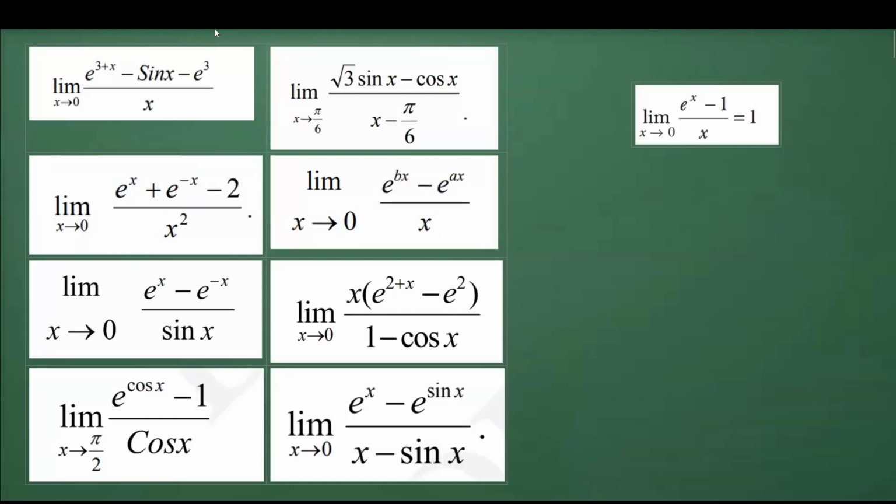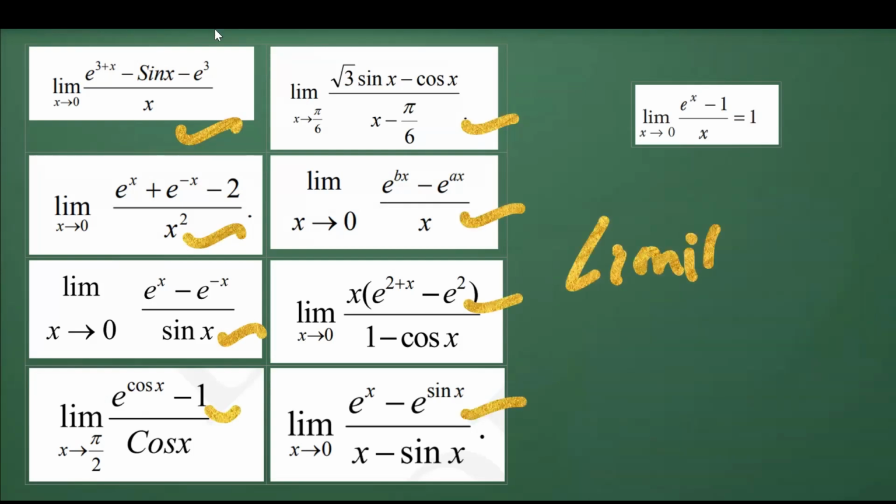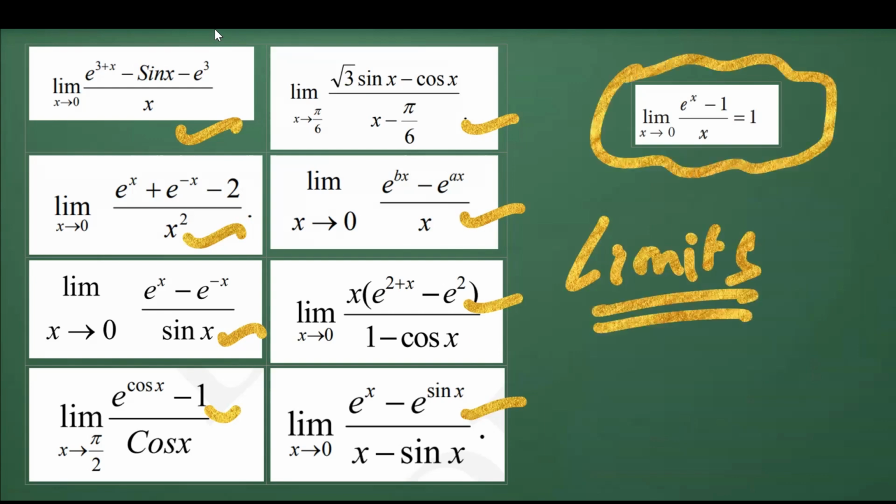In this video, we are going to do these 1, 2, 3, 4, 5, 6, 7, 8 questions from the chapter limits. And majorly we will be applying the standard limit: e raised to the power x minus 1 over x is equal to 1. We'll also be applying sine x over x for limit x tends to 0 is equal to 1. Plus, I can see that we'll also be using some trigonometric identities.